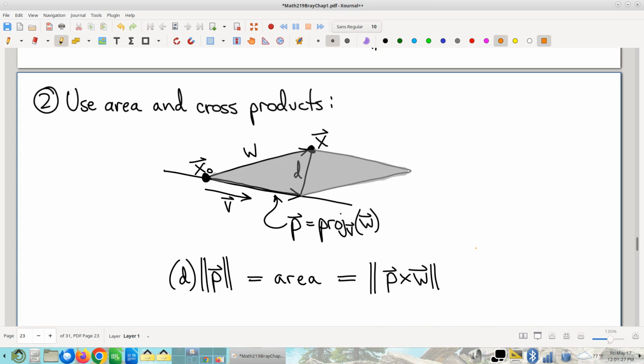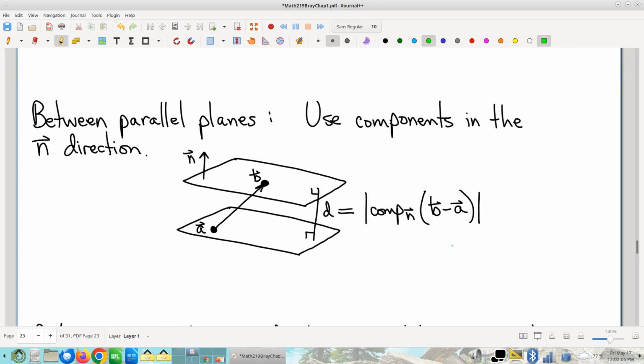So the first observation to make is that the magnitude of the projection times the distance that we're looking for gives us the area. And then the second observation is that the cross product of these vectors also gives you the area by way of its magnitude. And there you go. Then you solve for distance. So that works too. It's another slick move. Nice idea.